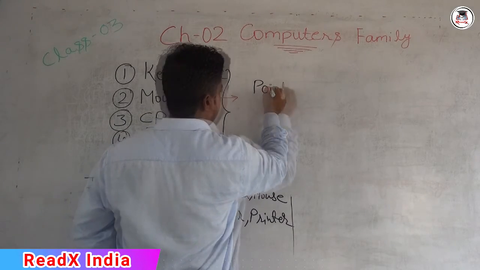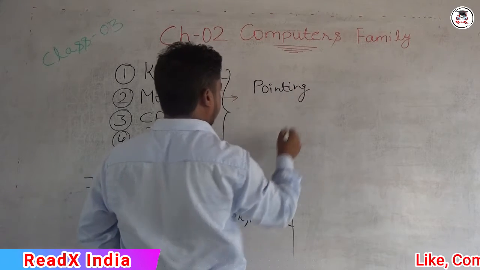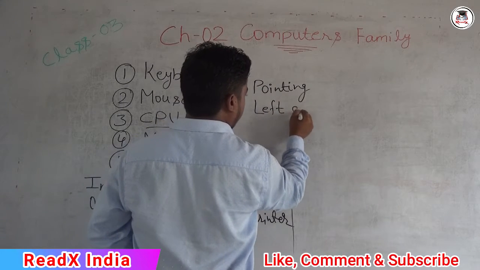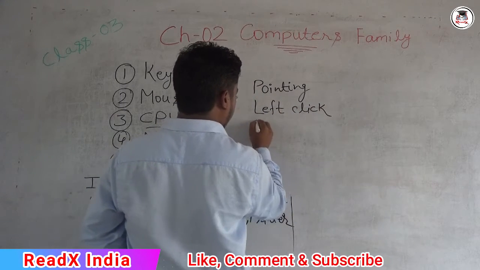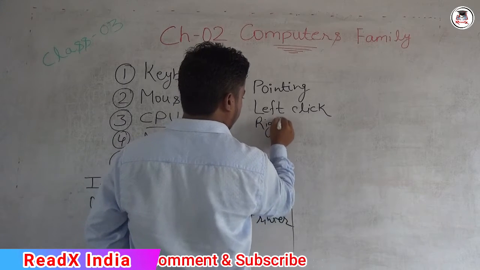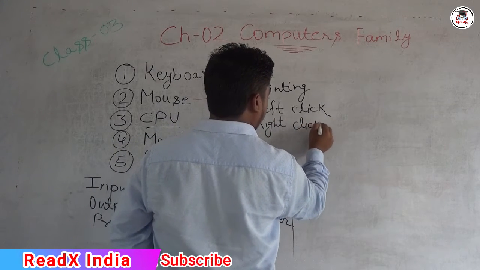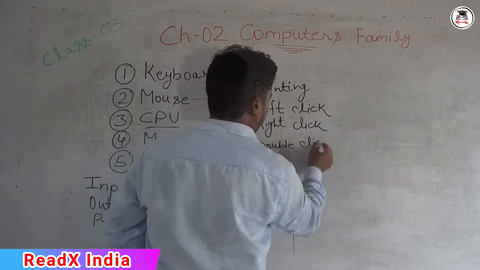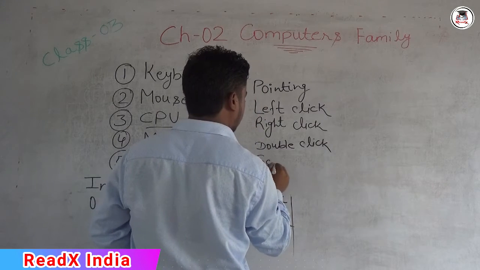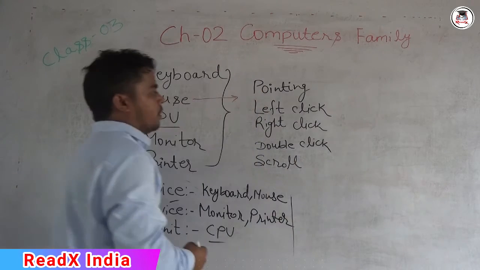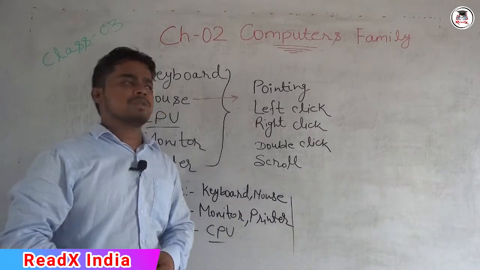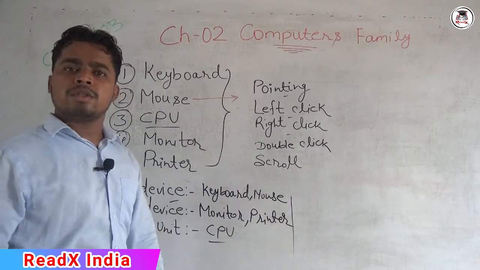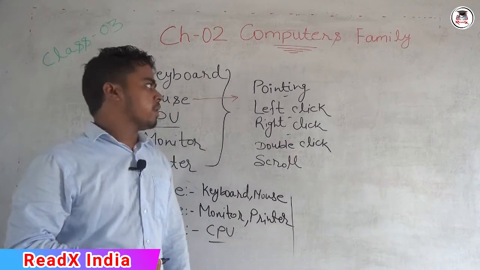The first one is pointing. The second one is left click. Then you will find right click. Then you will find double click. And the next thing is scroll. While using a mouse you will definitely find these terminologies, so we'll see them one by one.